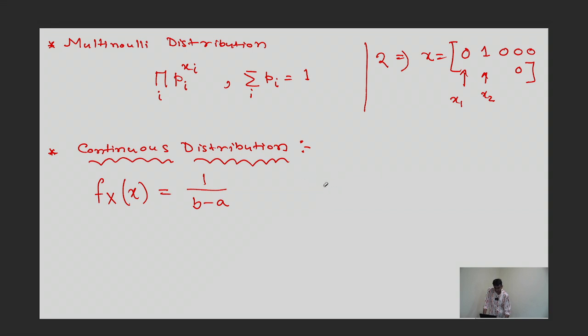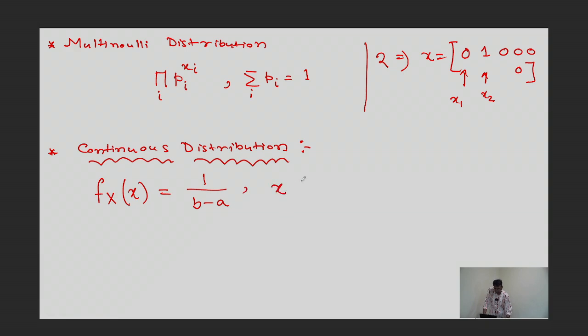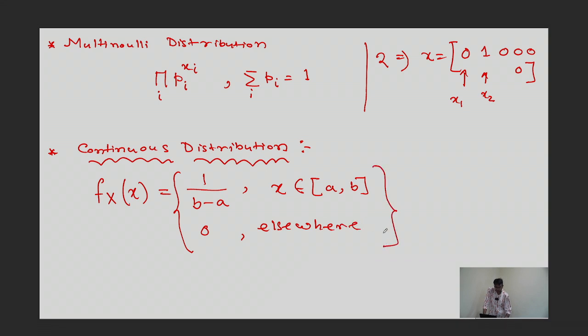So 1 by b minus a, as I wrote yesterday, when x belongs to a to b and is 0 elsewhere. This is the uniform distribution, right? And I'm quite sure all of you are aware of this simplest one. Actually, I used it to show yesterday that the PDF value can be more than 1, right?